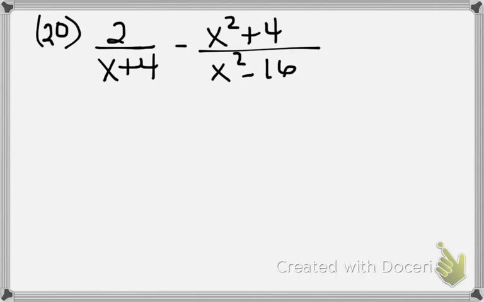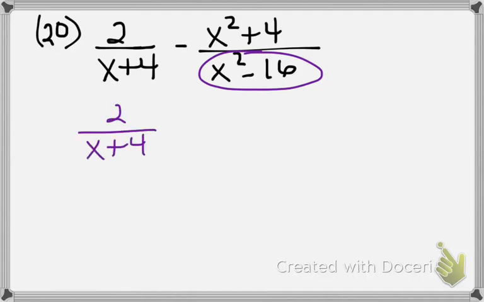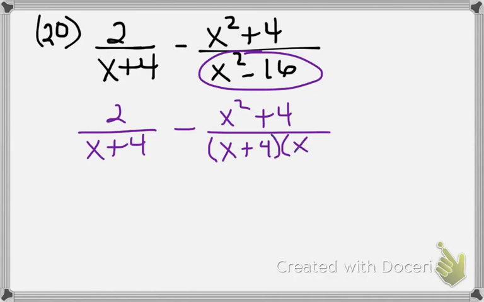Well, the first thing you have to do is make sure that your denominators are factored, and x squared minus 16 is not factored. So I'm going to rewrite the first one, 2 over x plus 4, and then I have x squared plus 4 in the numerator, but the denominator, x squared minus 16, actually factors into x plus 4 and x minus 4.